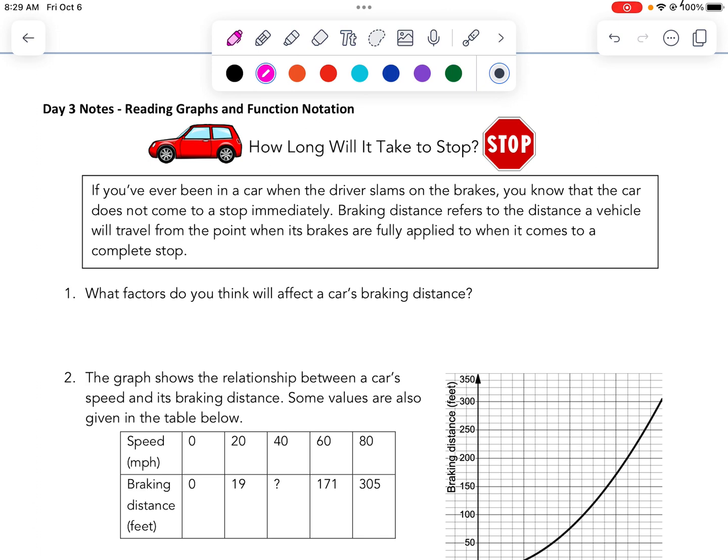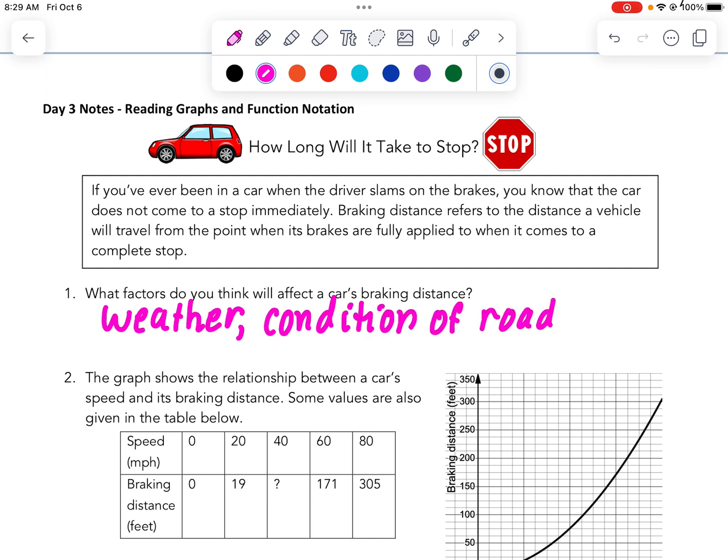So one thing I can think about is maybe the weather. If it's rainy out or icy or snowy out versus if it's a nice day, that could affect your braking distance. Maybe the condition of the road. Condition of your brakes. Also the speed that you're traveling at.